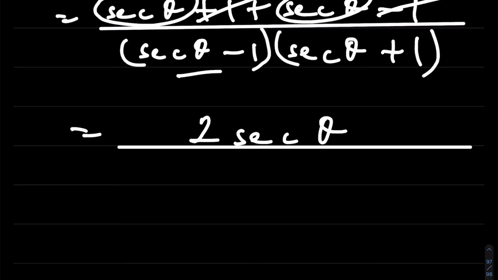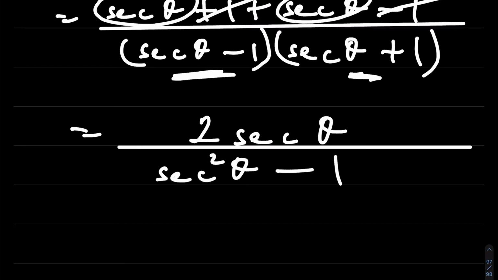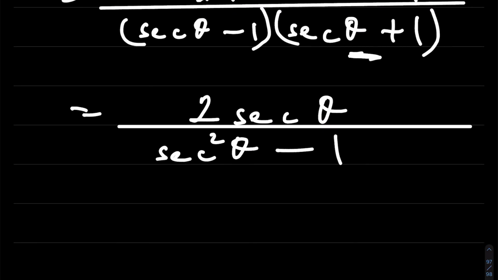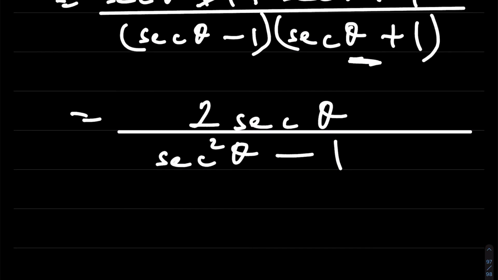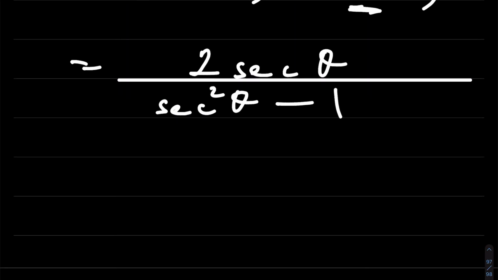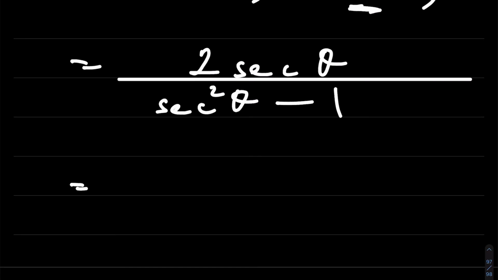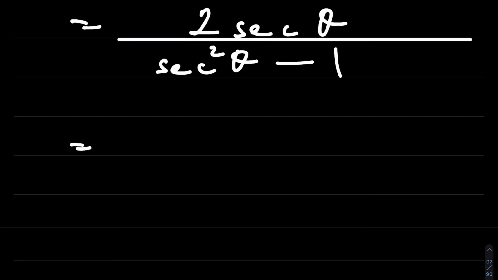The denominator I can see now is the difference of two squares, which can be written as sec squared theta minus 1. Yes, sec squared theta minus 1. We'll see that if we simplify that, we're going to get sec theta plus 1 times sec theta minus 1. And that is equal to 2 sec squared theta. What did they say we should show that it is equal to?